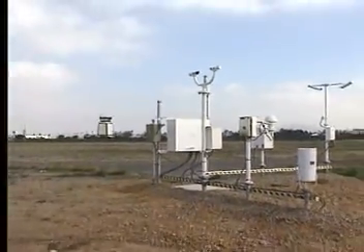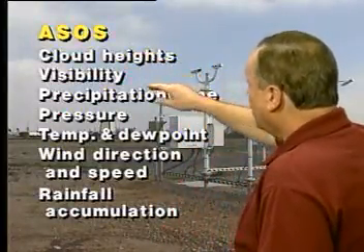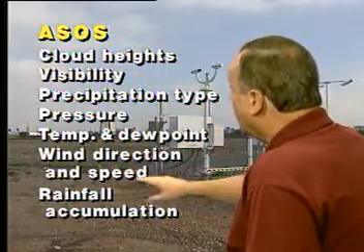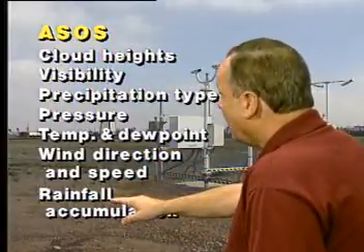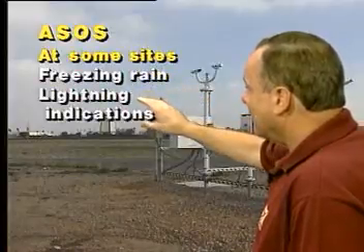You know, for pilots, ASOS is a big deal, because ASOS is rapidly becoming the primary surface weather observing system in the United States. Now, ASOS gives you continuous weather observations, and it gives you everything you need to produce a METAR or a SPECI. So let's take a look at what you might expect to get from an ASOS. First of all, you get cloud heights, visibility, precipitation type, pressure, temperature and dew point, wind direction and speed, rainfall accumulation, and at some sites you can get freezing rain information and lightning indications.